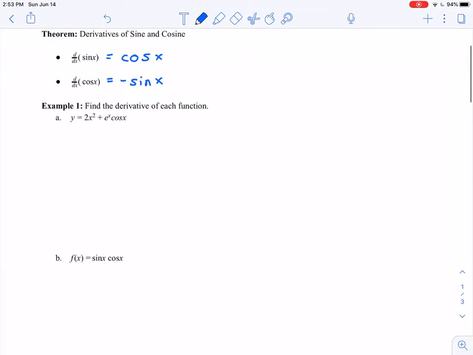Part A says, let's take the derivative of 2x squared plus e to the x cosine of x. Well, if I want to take the derivative y prime, derivative of 2x squared, I know that's just a power rule, that's just 4x, so that's really not a problem for us. Plus, I want the derivative of e to the x times cosine of x. Now notice I said e to the x times cosine of x. I really want to emphasize that word times because I'm multiplying these two functions. I think it's something that's really easy to overlook.